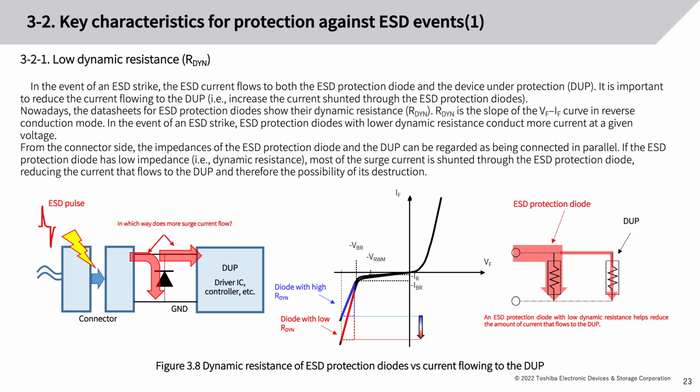Dynamic resistance is the slope of the VF-IF curve in reverse conduction mode. In the event of an ESD strike, ESD protection diodes with lower dynamic resistance conduct more current at a given voltage. From the connector side, the impedances of the ESD protection diode and the DUP can be regarded as being connected in parallel. If the ESD protection diode has low impedance, i.e., dynamic resistance, most of the surge current is shunted through the ESD protection diode, reducing the current that flows to the DUP and therefore the possibility of its destruction.